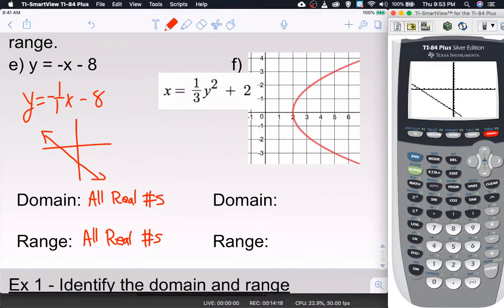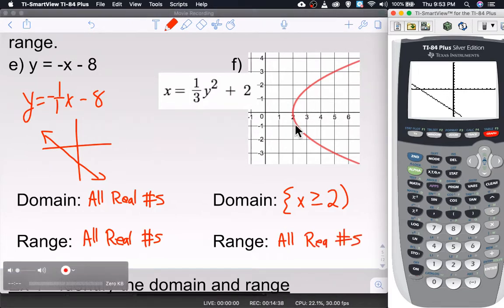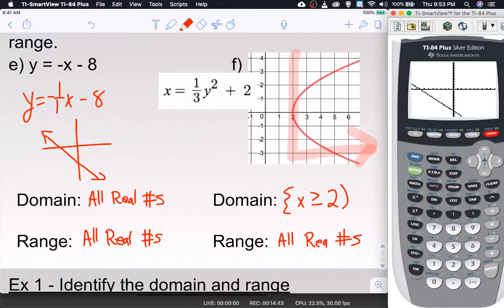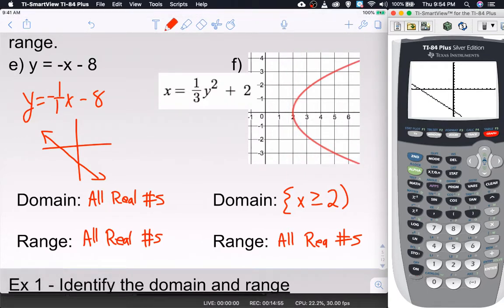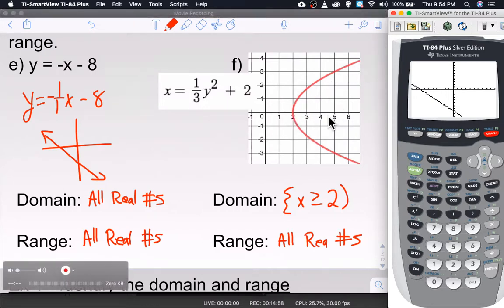Okay, for letter F. Hopefully you said your x values are the x values that are greater than or equal to 2. And the y values are all real numbers. So the x values only exist from here over. They do not exist. There is no 1, 0, -1. It's only x values greater than or equal to 2. So from 2 over, it's good. As far as your y values, this line will continue to go up, up, up, up and down, down, down, down.